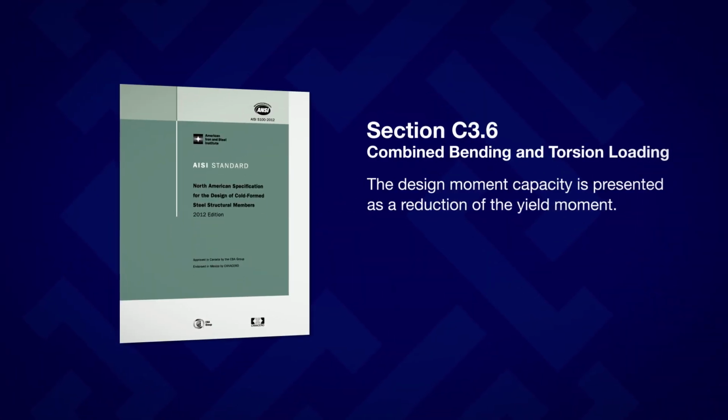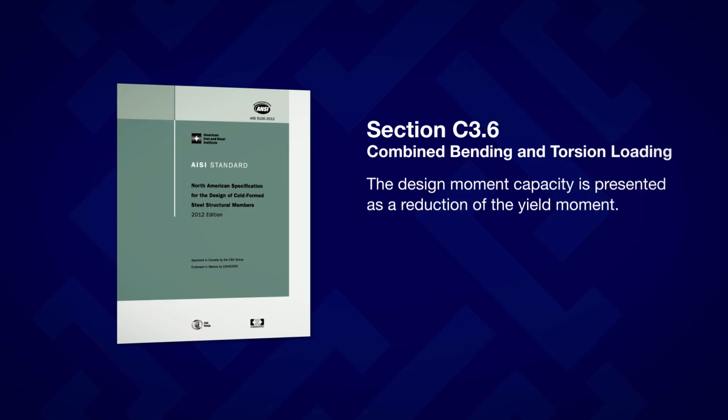AISI S100, Section C3.6, titled Combined Bending and Torsion Loading, presents a design method for evaluating the influence of normal warping torsion stresses. The design moment capacity is presented as a reduction of the yield moment.